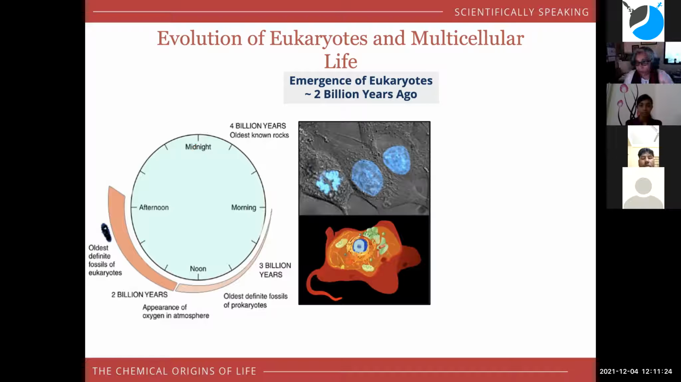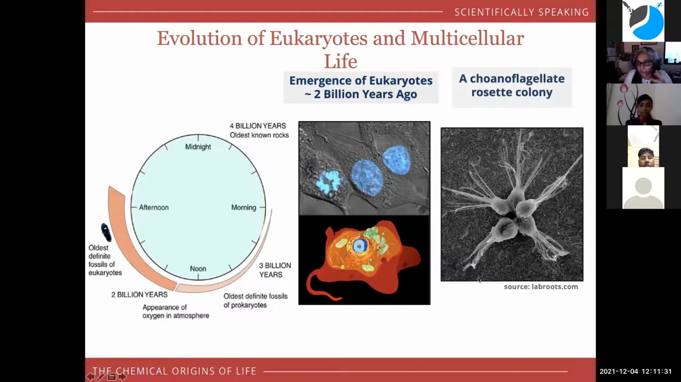But this is what we are. We belong to this kind of group of organisms. And here is an example of a choanoflagellate rosette colony, where you have a bunch of cells coming together and interacting, resulting in these rosettes.